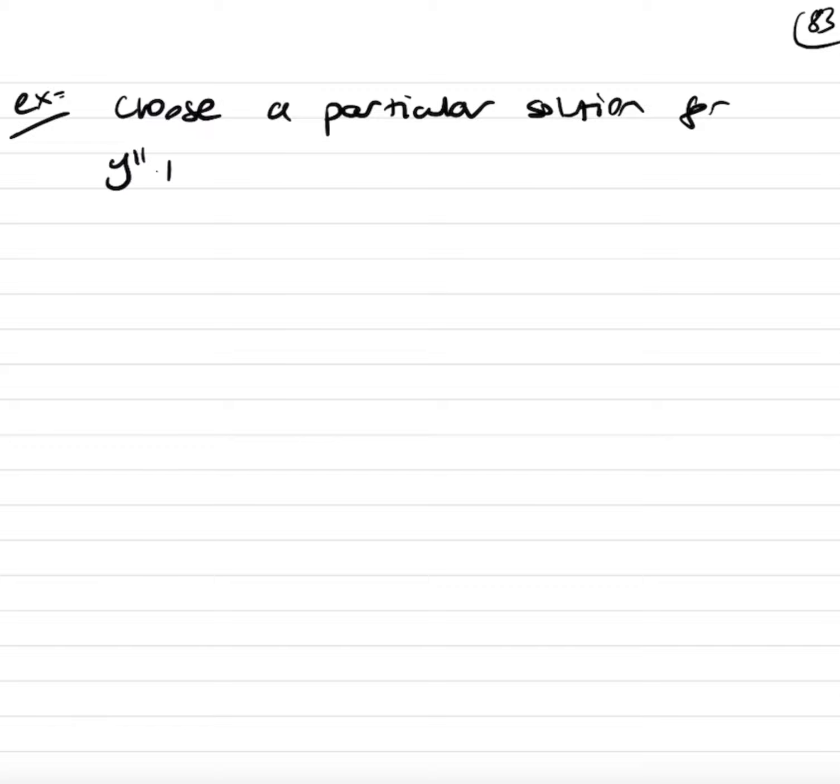Okay, we will solve 2 more examples and then we are done. Now let's choose a particular solution for y double prime plus 4y is equal to minus 20 sine 2x.